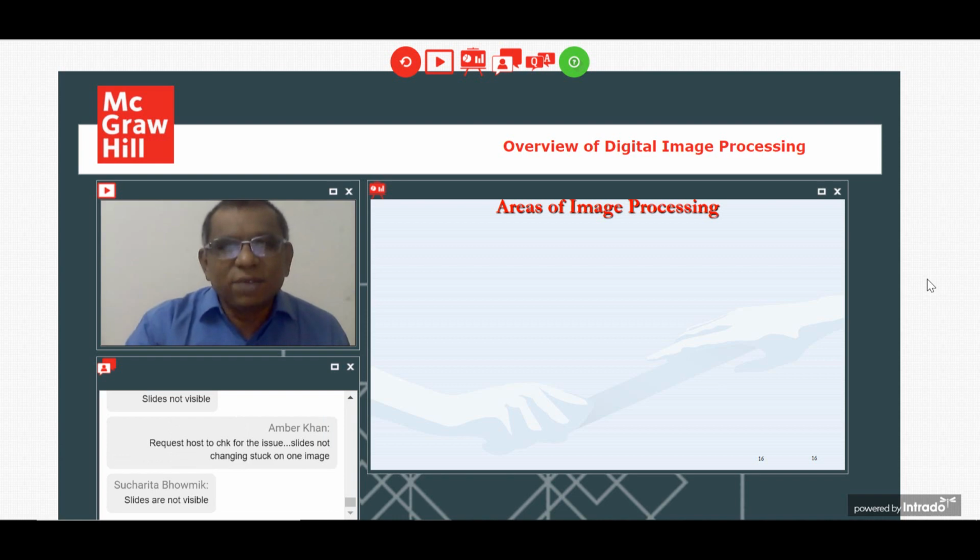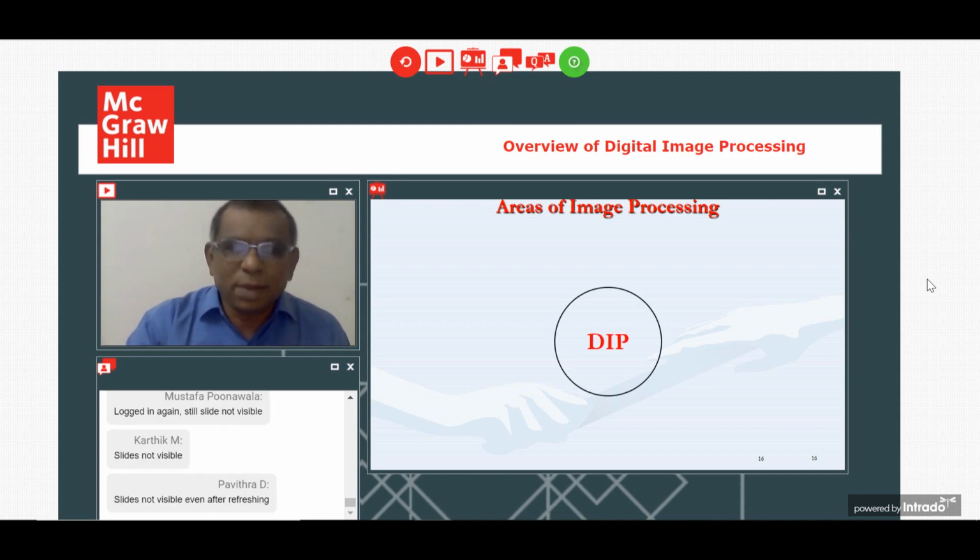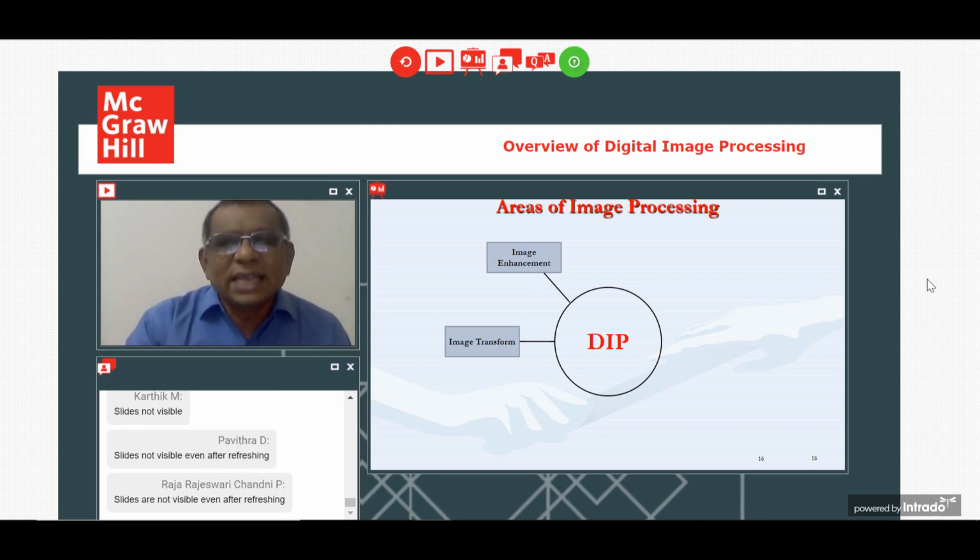The different areas of image processing we are going to summarize here. In digital image processing, the area which is very common is image transform. Transform is basically used to represent images in terms of basis functions. Different basis functions give rise to different transforms. Then the next area is image enhancement. That is how to enhance the visual quality of the image.